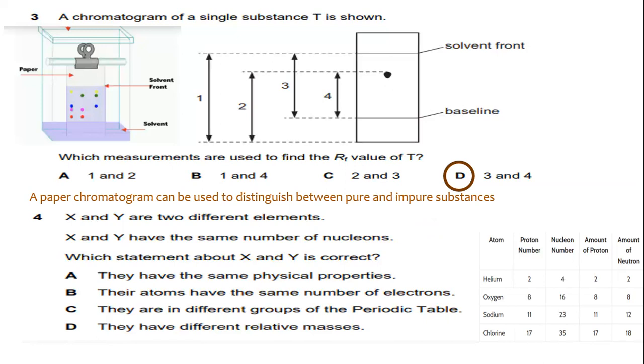We have here helium, oxygen, sodium, and chlorine. So the best answer to identify X and Y is that they are in different groups of the periodic table. So that is the answer supposed to be. So it is C.